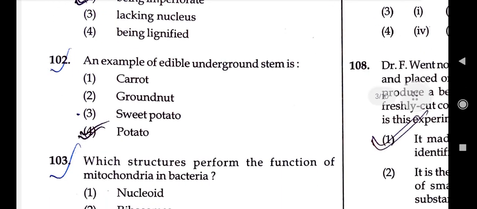Question number 102. An example of edible underground stem is, the edible underground stem is the potato. Students, potato is the correct option.